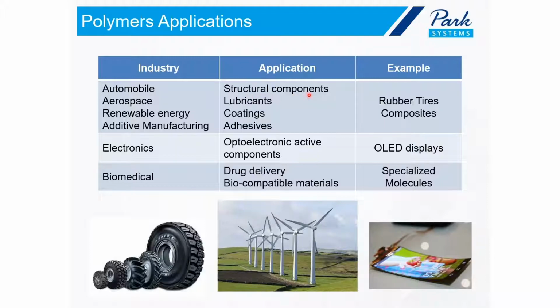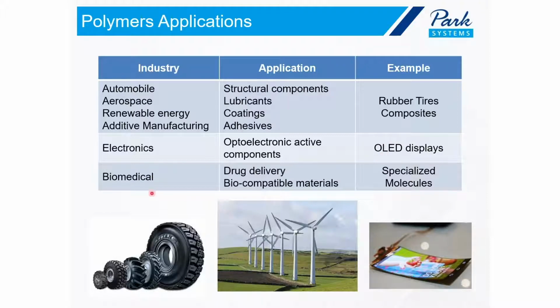There are some cars which are almost entirely made of composites. Lubricants, coatings, paints, and adhesives. Examples are, of course, rubber tires and composites. In the electronics industry, there are many devices which have polymers as active optoelectronic components, so not just the structural chassis or body of a cell phone, for example, but really the active component. And perhaps the most common example which everyone can relate to is the OLED displays.